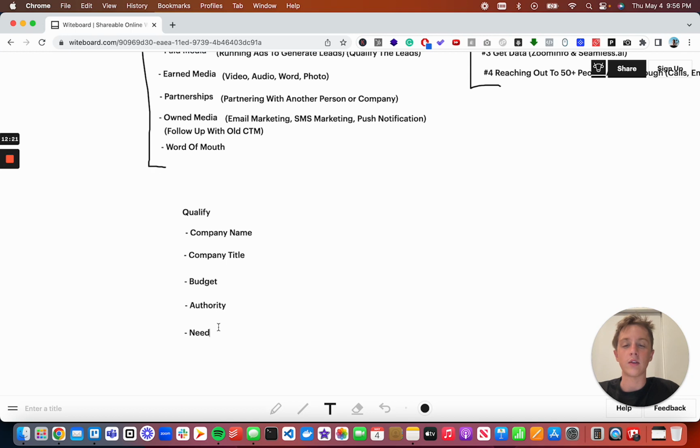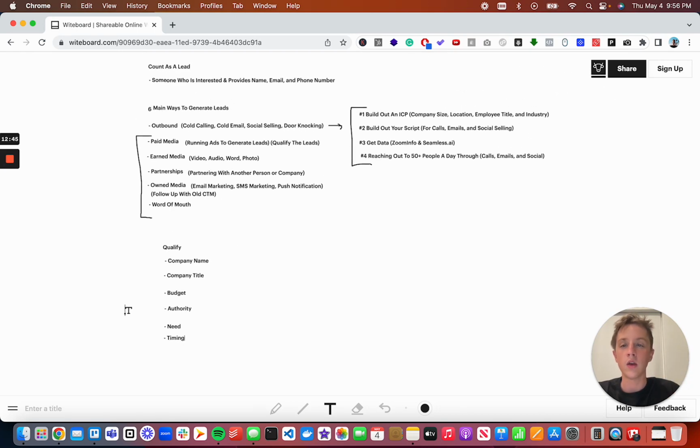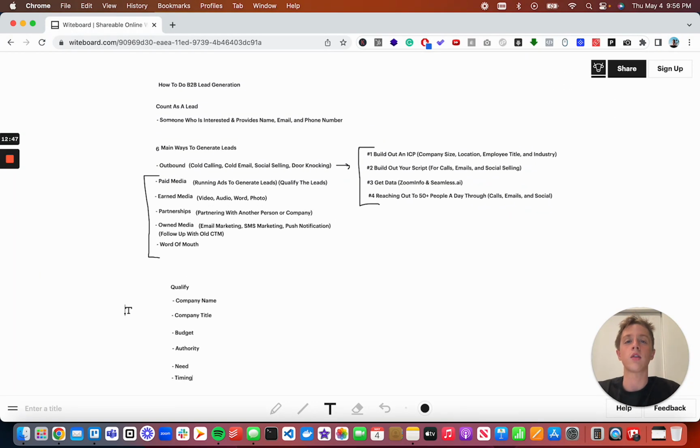Next, after that is need. So make sure they either want to buy your product or they want to solve a problem of what your product or service solves. And then the last thing, you want to make sure the timing is right. There shouldn't be any budget freezes, anything like that. You want to make sure that they're able to invest in, let's just say, a marketing service now, if the time is right and they like everything about the company. So this is ultimately the guide on how to do B2B lead generation.